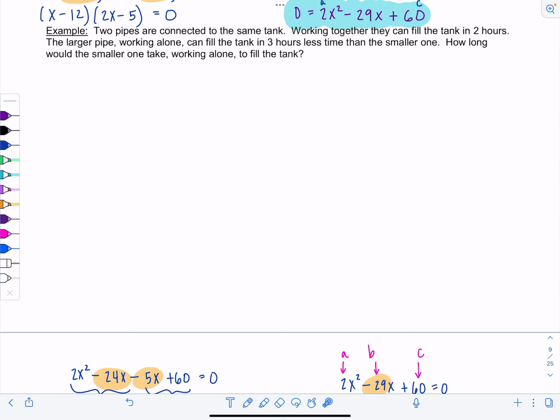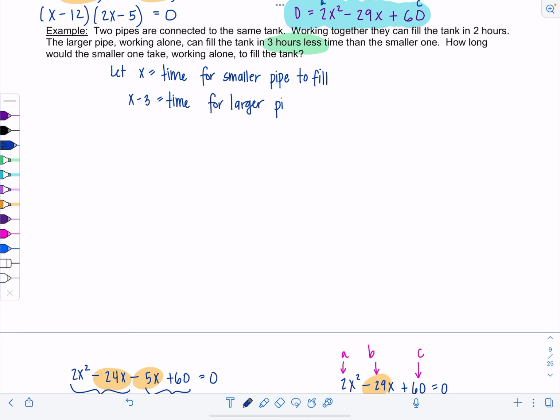And then the question says, how long would the smaller one take working alone to fill the tank? So that's what I'm going to let my variable be. So I'm going to let x be the time it takes for the smaller pipe to fill the tank, okay? And then if the larger pipe takes 3 hours less time, then that means x minus 3 would be the time for the larger pipe to fill the tank. Do you see how that works? Okay. So let your variable represent the quantity that you have the least information about.